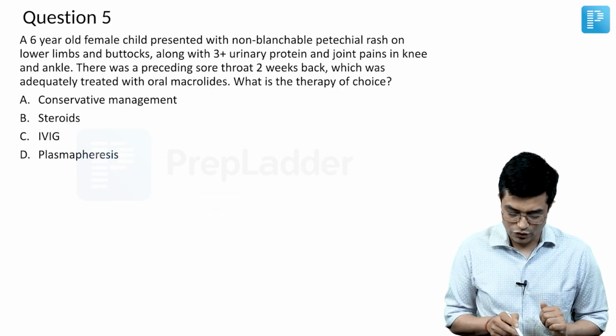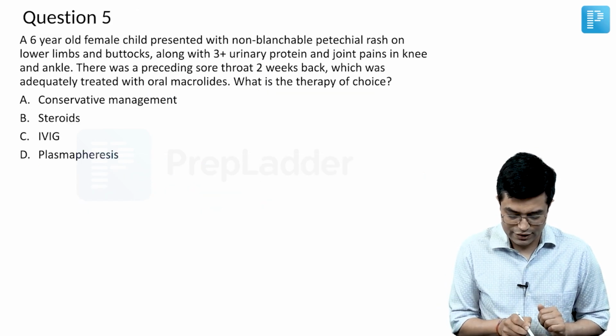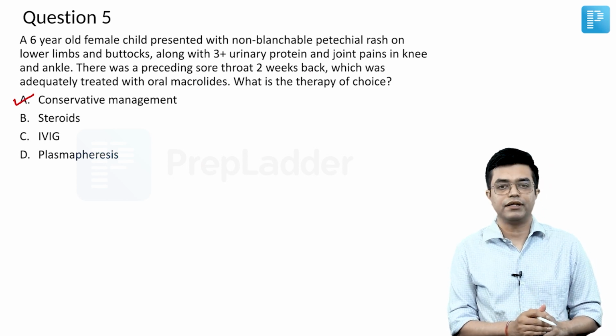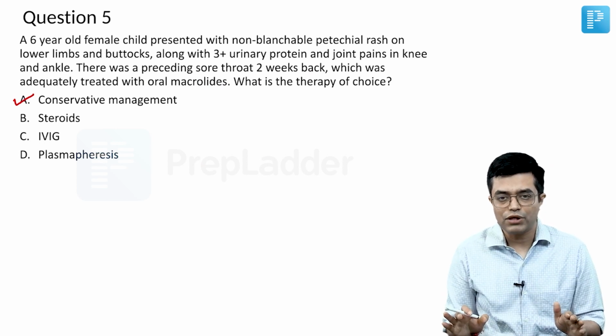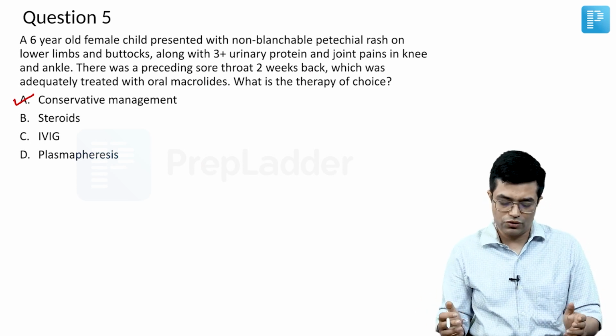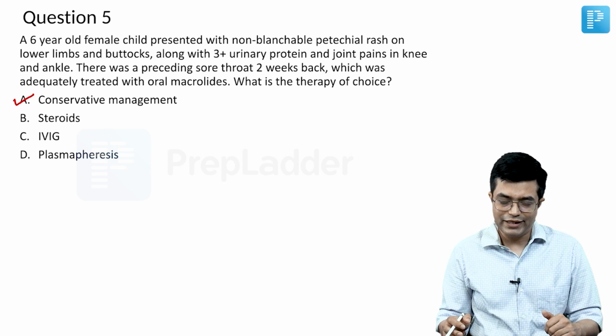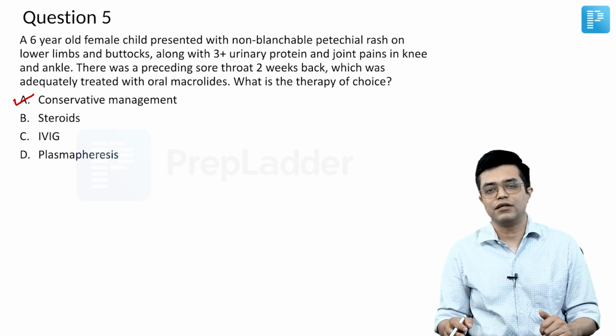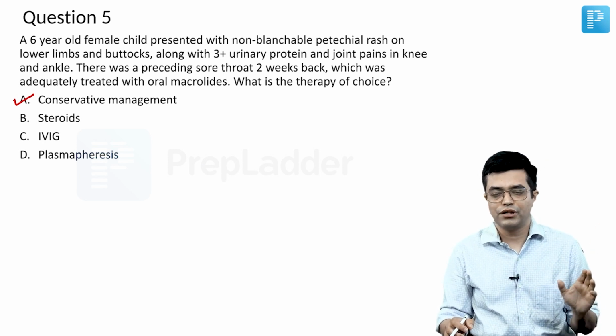Looking at the options again, the diagnosis is HSP, and so conservative management is needed. There is no GI involvement in the question. There is no life-threatening feature present in the patient, and so conservative management will be needed. Most cases of HSP are precipitated by a preceding infection 1 to 3 weeks back.